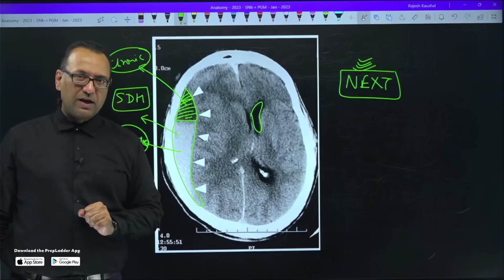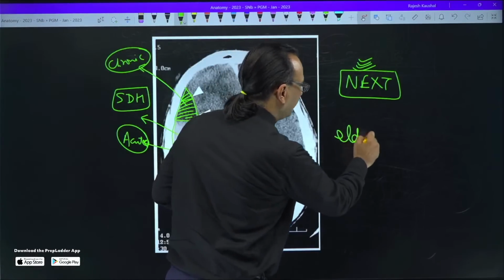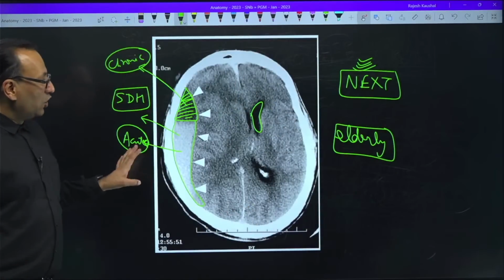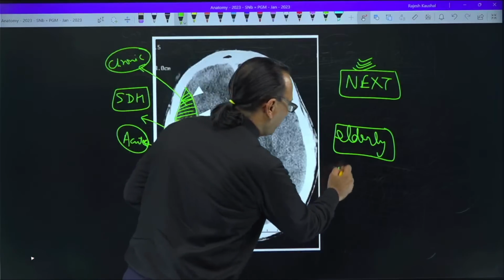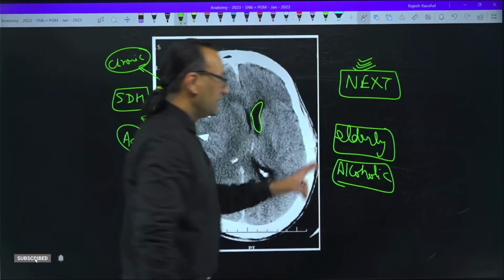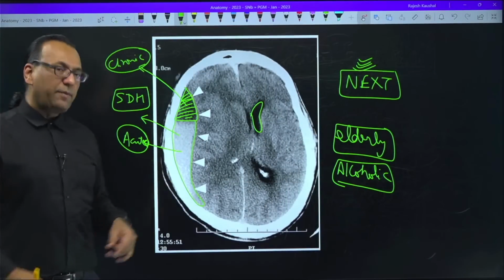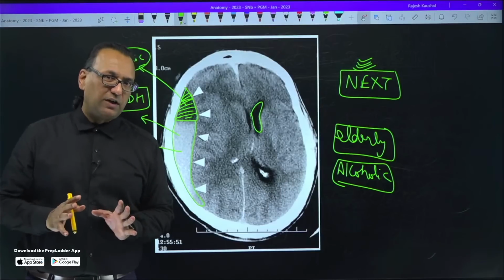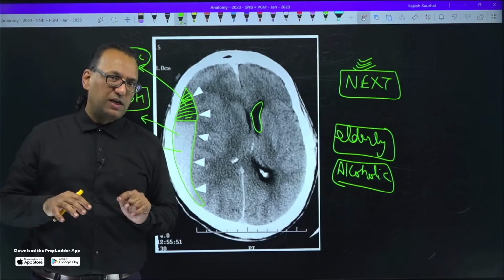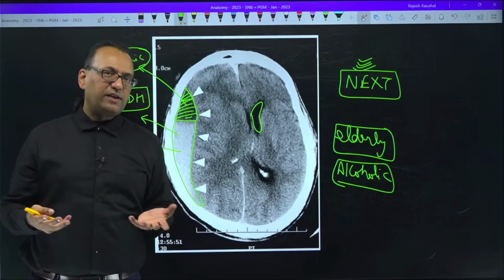Age group. Now I understand you will immediately tell me it is elderly, but not necessarily. It is elderly. You will say mostly they are alcoholic patients, but not necessarily. And that is the problem. You see, once the examiner knows that you know the answer, he'll dig deeper. And you are bound to make mistakes because teachers teach you very superficially and you learn very superficially.